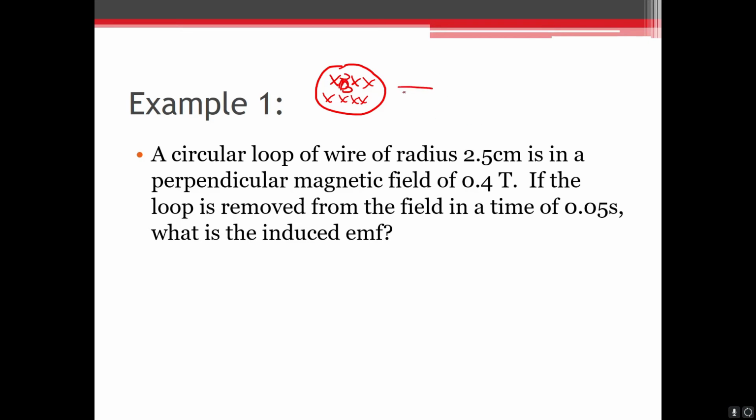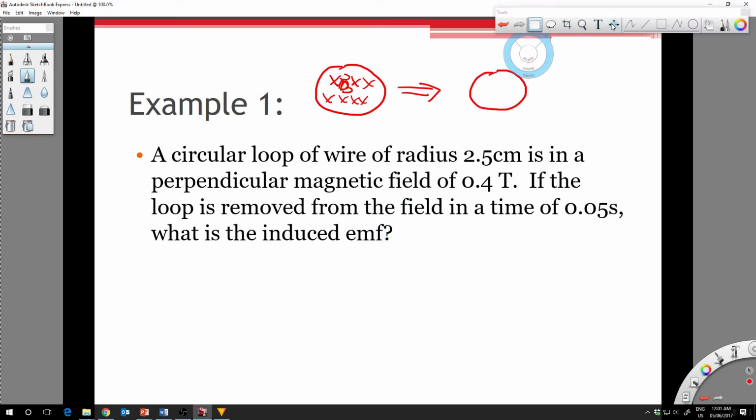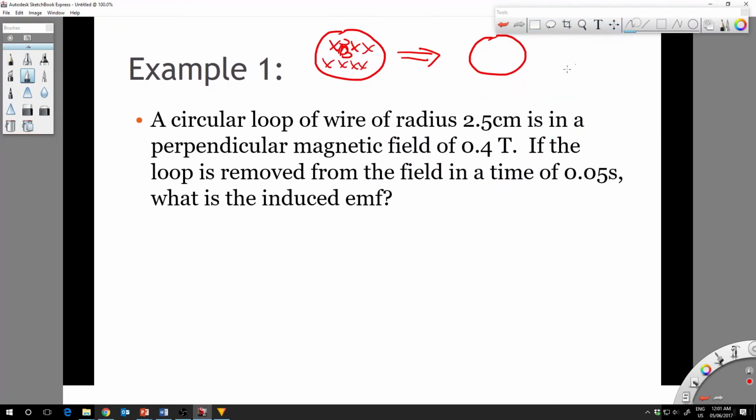Okay, and then it suddenly changes to this situation where there is no magnetic field. So the first thing we're going to do is write down our equation. EMF is negative N times change in magnetic flux divided by change in time. The change in magnetic flux is just whatever my final flux is minus my initial flux, and then divided by time.